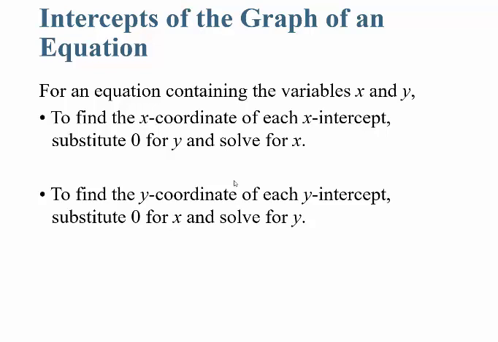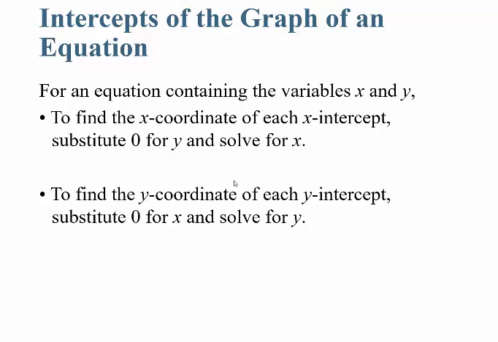Okay, now I want to talk about the intercepts of the graph of an equation. All right, so for an equation containing variables x and y, we want to find what are called the x-intercept and the y-intercept. So to find the x-coordinate of each x-intercept, remember the x-intercept is where it crosses the x-axis, what we do is we substitute 0 in for y and solve for x. To find the y-coordinate of the y-intercept, we substitute 0 in for x and solve for y.